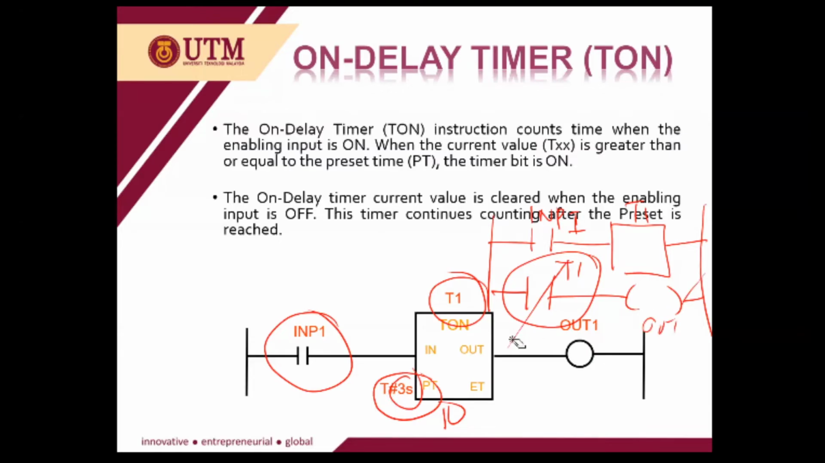What happens if you do it like this? You press your input. You start counting 1, 2, 3, 4, 5, 6, 7. Then you release. The counting doesn't reach 10. Once you release the input, the counting will be reset to 0. You press again, 1, 2, 3, 4, 5, 6, 7, 8, 9. You release, it will reset to 0. You press again, you start from 1 again. This is the behavior of the on delay timer.